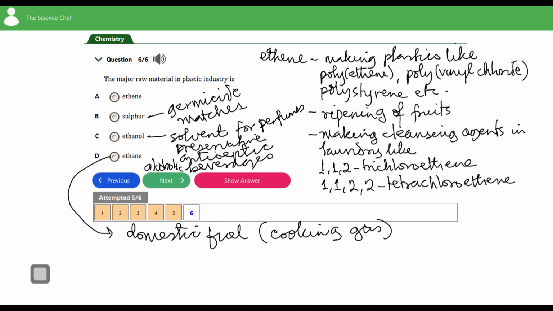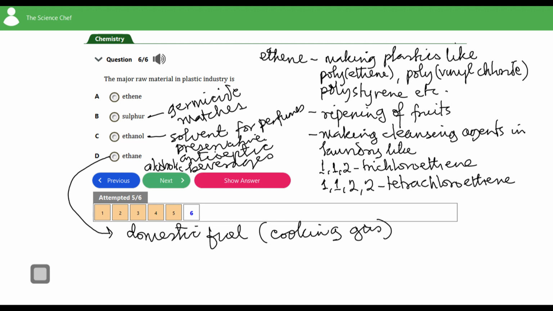Sulfur is used as a germicide, for making matches, heads, and also for making creams and cosmetics, right? So sulfur can be used for that too: hair creams, cosmetics, and the rest of them. Then ethanol is used, of course, as a solvent for perfumes, and can be used as a preservative for your food, a sterilizer or antiseptic. Ethanol is used for preserving your cakes, right? They are also used for making alcoholic beverages.